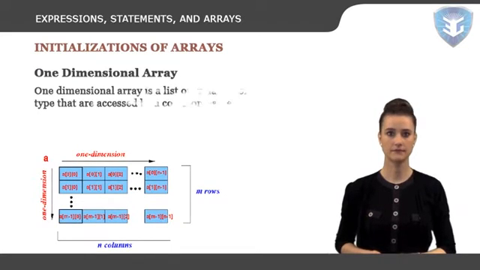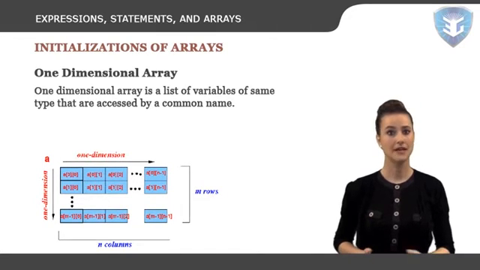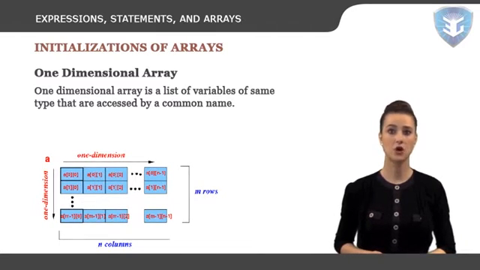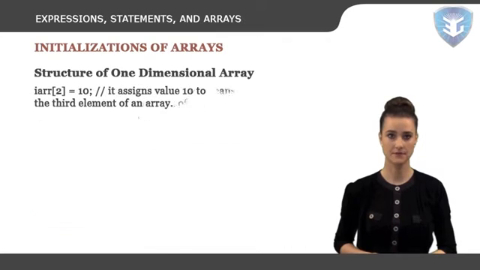One-dimensional array. A one-dimensional array is a list of variables of the same type that are accessed by a common name. An individual variable in the array is called an array element. An array forms a way to handle groups of related data. Structure of one-dimensional array. Array indexes begin with 0. That means if one wants to access the first element of an array, use 0 as an index. To access the third element, look at the example shown.